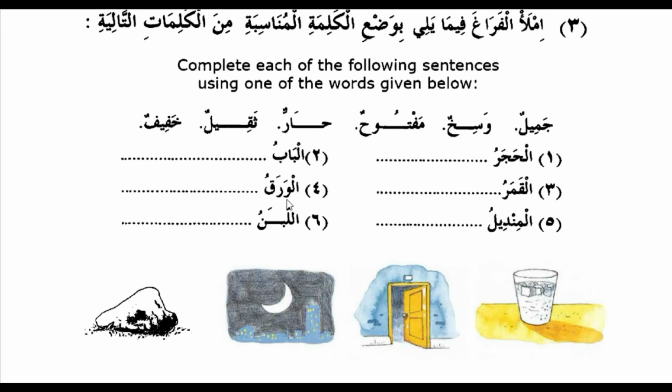أربعة، الورق خفيف. The paper is light. خمسة، المنديل وسخ. The handkerchief is dirty. ستة، اللبن حار. The milk is hot.